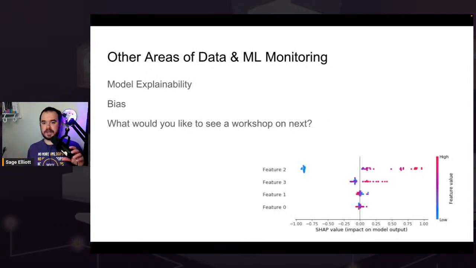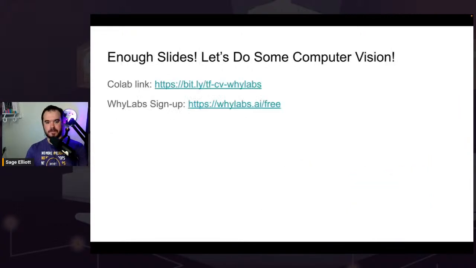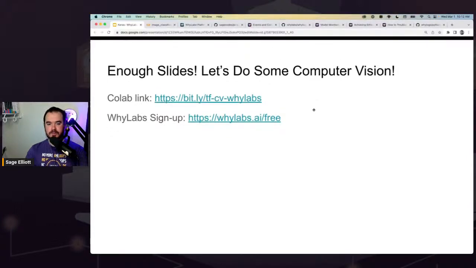Some other areas of data and ML monitoring, and I'll share a link in a second, but I'm going to be covering these in upcoming workshops. We're going to talk about model explainability, like I said, understanding why your model is making these predictions. And then bias and fairness: is your model performing certain ways on different classes or segments of data, and you want to see why. We'll be covering those. So that's enough slides. Let's go ahead and get to the hands-on part.